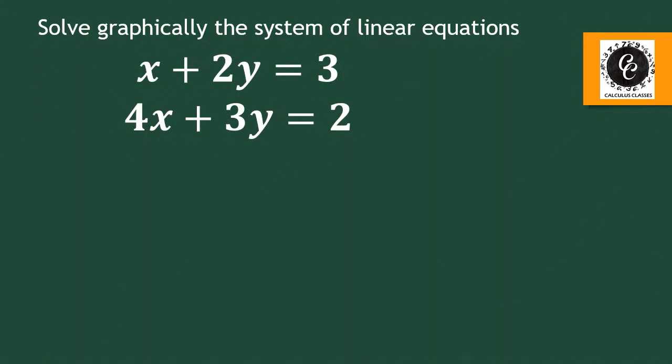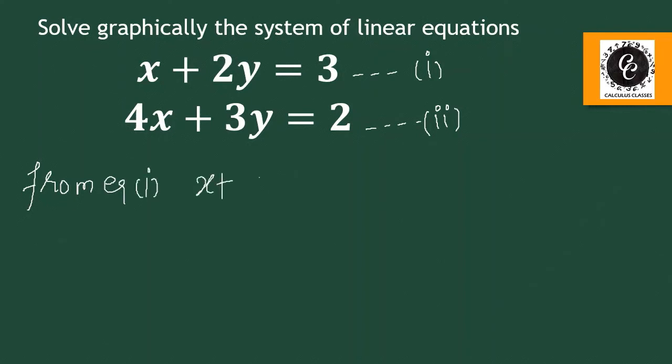What are we finding? There are two equations. One is x plus 2y is equal to 3. I'm calling this the first equation, and the second is given as 4x plus 3y is equal to. First of all, you can choose any equation first, the first or the second. It is up to you. I'm taking the first equation, x plus 2y is equal to 3.